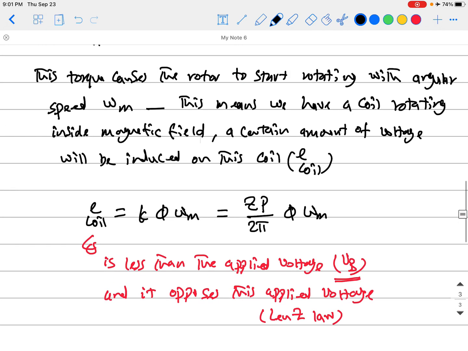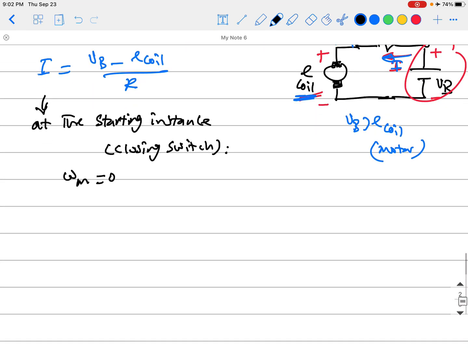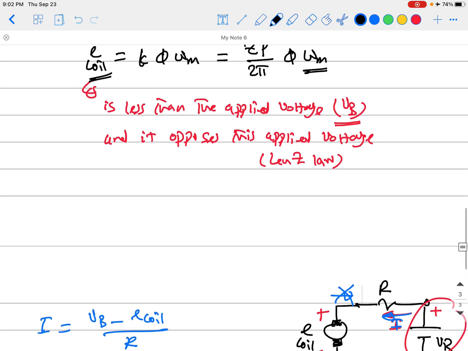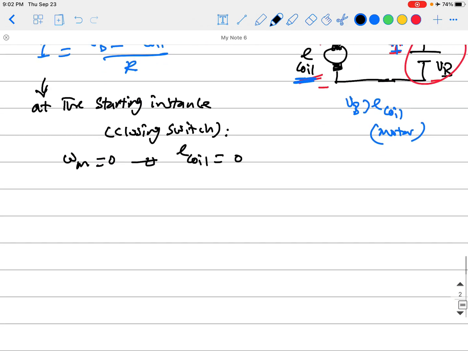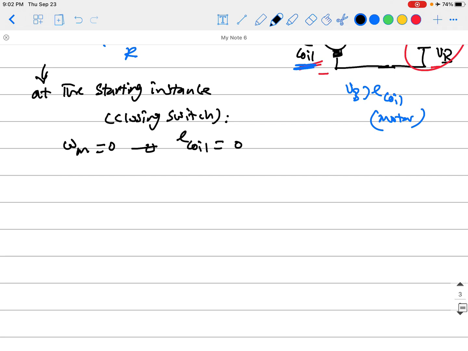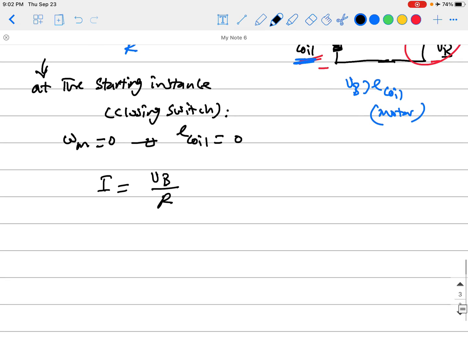And if you go back to the induced voltage law here, E coil equals some stuff multiplied by the speed, omega m. So if you don't have a speed at the very starting instance, you don't have any induced voltage at the starting. This induced voltage comes after the machine starts rotating. So at the starting instance, the induced voltage equals 0, and that means the current just equals VB over R from this equation. So this E coil will equal 0 at the starting instance.